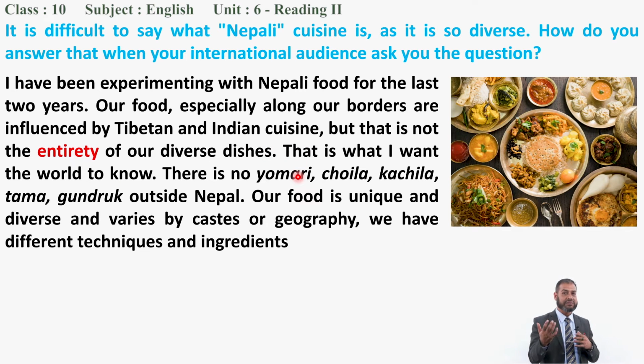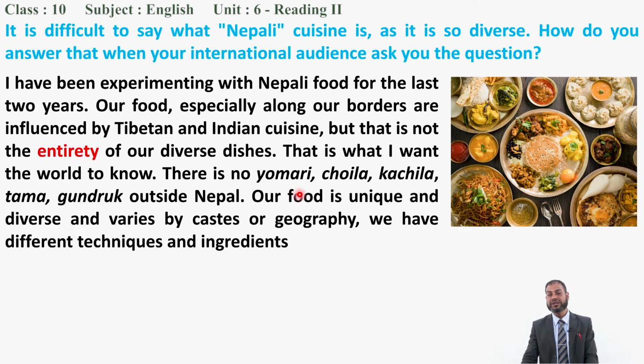You can see one side Tibet, another side India, and they have a kind of influence on the food also, okay? And at that time, he has to work. He has to make our food very popular, very famous, okay? But that is not the entirety of our diverse dishes, and he says that they are not all in all about the foods, and we have many more foods, okay? So this is what Santosh Saha wants to do in his career. He wants to justify that we have many varieties of delicious foods, okay? That is what I want the world to know.